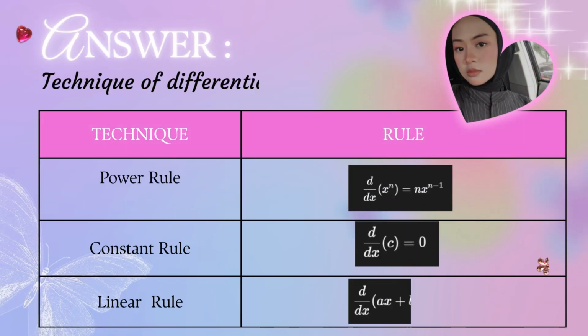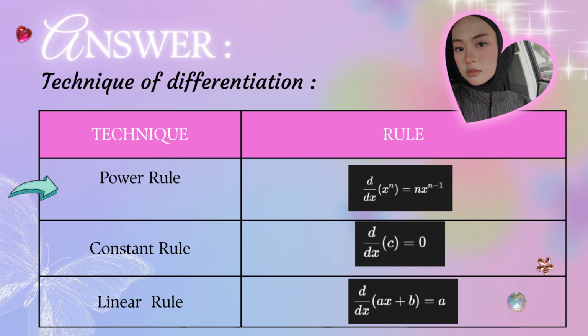Next is the techniques of differentiation. Firstly is the power rule. When we have x to the power of n, we bring down the power and subtract 1. Secondly, we have the constant rule, which is the derivative of a constant is 0. And the third one is the linear rule, which is the derivative of ax is just a.